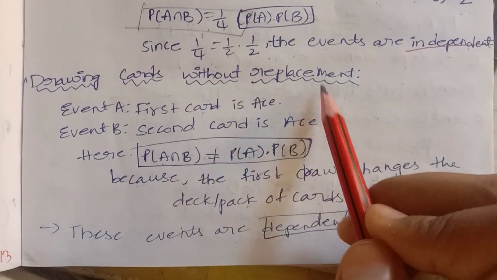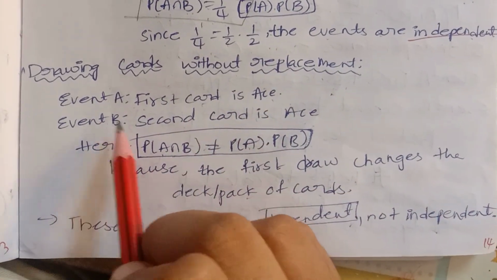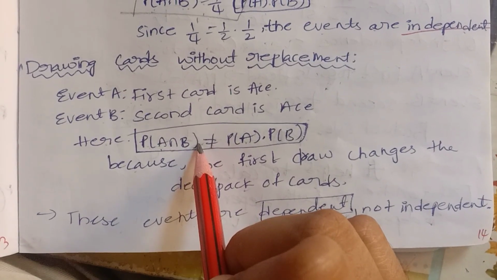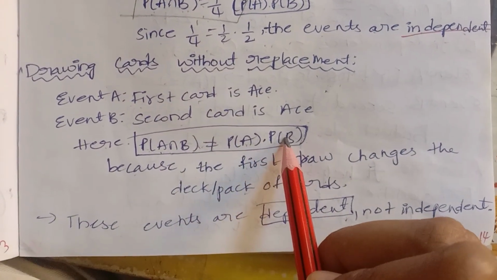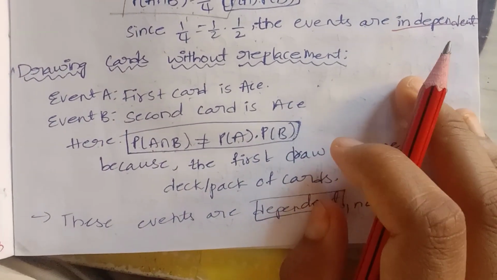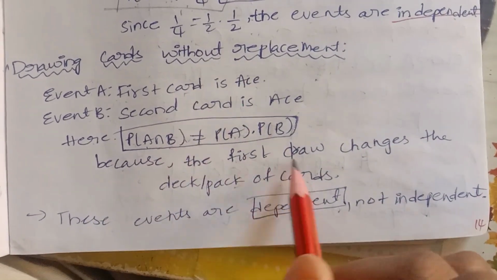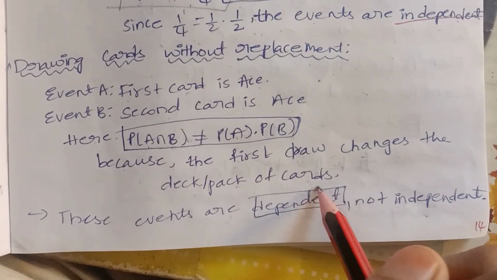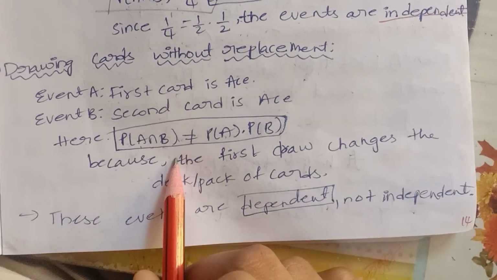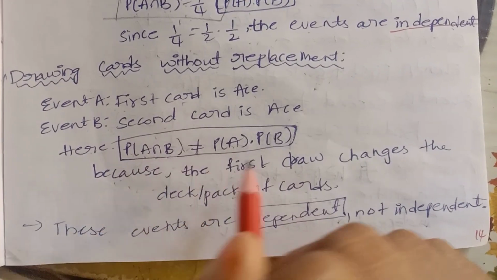Drawing cards without replacement. First event A: the first card is an ace. Second event B: the second card is an ace. P of A intersection B equals P of A into P of B. This condition is not satisfied, so it is not independence in probability. It is a dependent probability example, because the first draw changes the deck of cards. It is not independent; it is a dependent term. It will depend on the first card. So it is not an example of independence in probability.